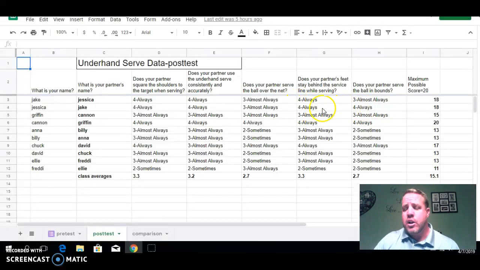Does that mean that he didn't learn anything? Absolutely not. It just means that based on this assessment, he already had the skills and the tools that he needed to be successful in our overall goal for this unit.